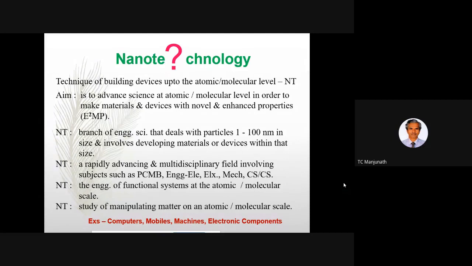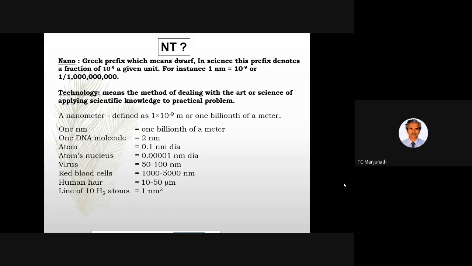Now, what is this nanotechnology? There are two words, nano and technology. Nano is a Greek word. It means small, 10 to the power of minus 9. 1 nanometer is 10 to the power of minus 9 meter.